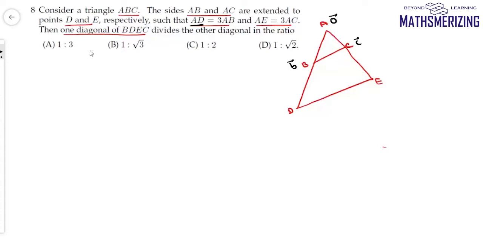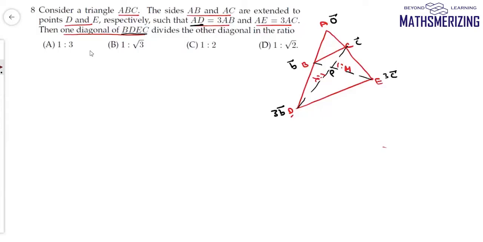Now it says AD is 3 times of AB. So that means position vector of D will be simply 3B and position vector of E in the same way will be 3C. Now consider this quadrilateral BDEC. Now if I draw the two diagonals, they'll intersect at some point P, and suppose these two diagonals divide each other in the ratio lambda is to 1 and 1 is to mu.